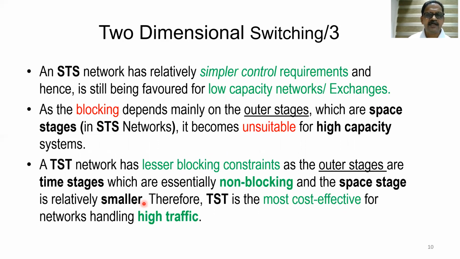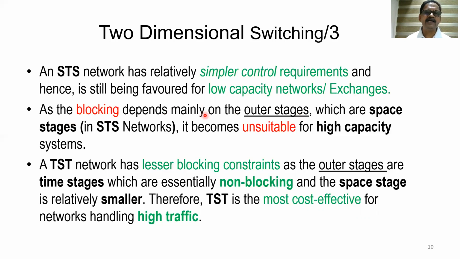Now, we are trying to understand which is better, STS or TST. An STS network has relatively simpler control requirements and hence is still being favored for low capacity networks, smaller exchanges. So the STS advantage is simpler control requirements, but it has its own limitation about taking care of high capacity networks. So we deploy STS type networks because of its simpler control requirements in low capacity networks, smaller exchanges.